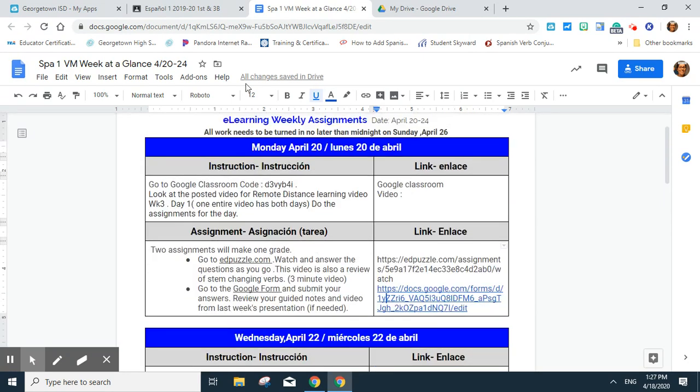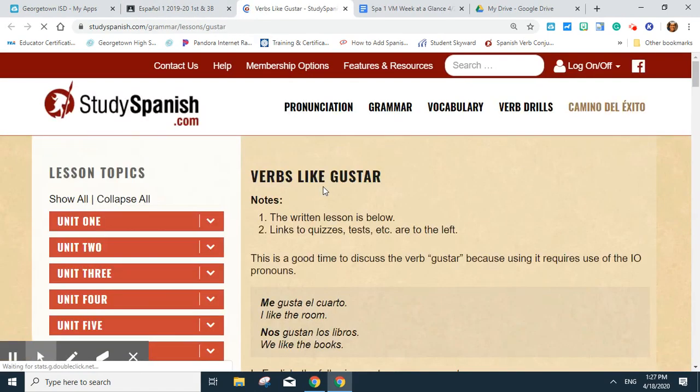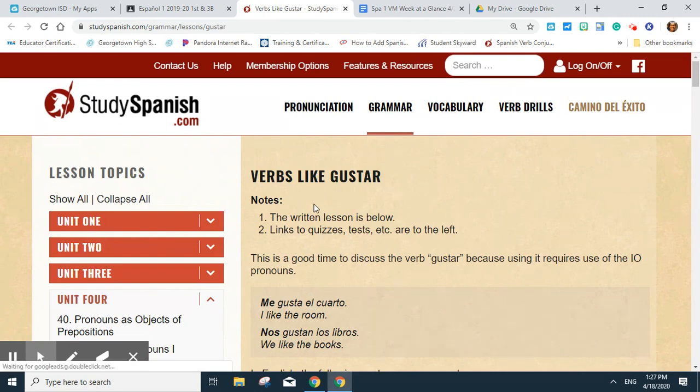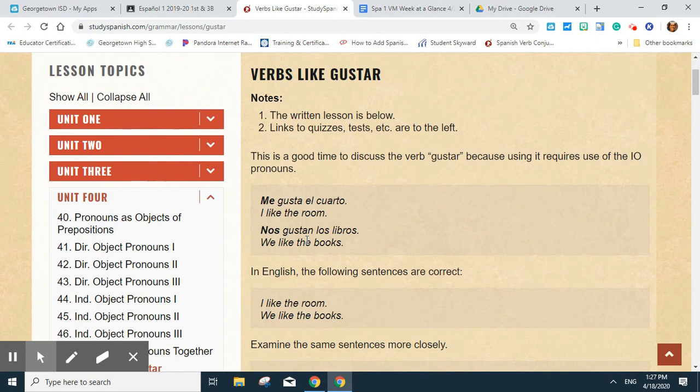All right, so let's go over the lesson for today, which is the verbs like gustar. We already covered stem-changing verbs last week. Now let's go over verbs like gustar. We did a little bit of this, I want to say at the beginning of the first semester, but we did not completely cover it. Now let's go into a little bit more detail.